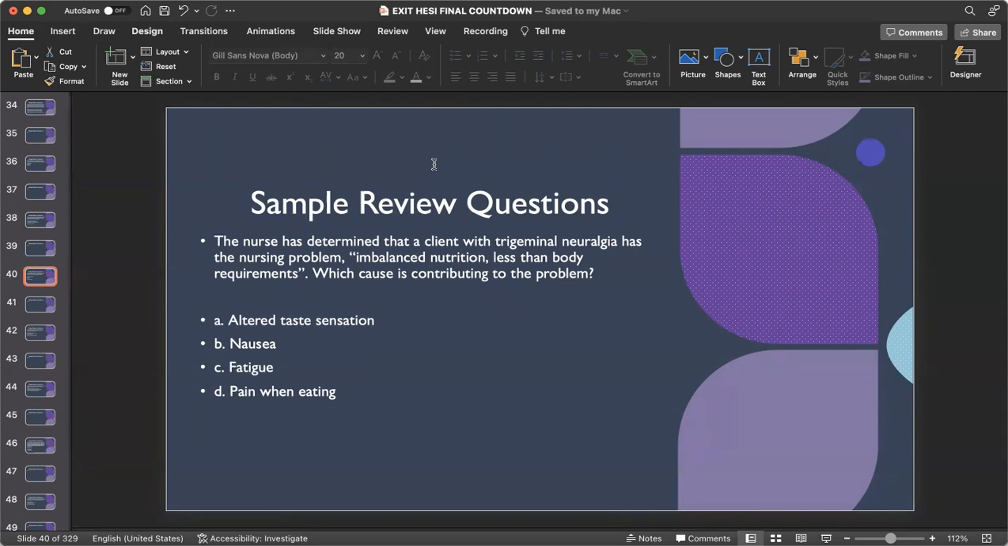Okay, so understand, we can count on next Wednesday being the exit HESI continuation. For right now, yes. For next week, that is accurate. I will be doing leadership from 7 to 8. I will be doing exit HESI from 8 to 9:30, and then I will be doing pharm from 9:30 to 11.